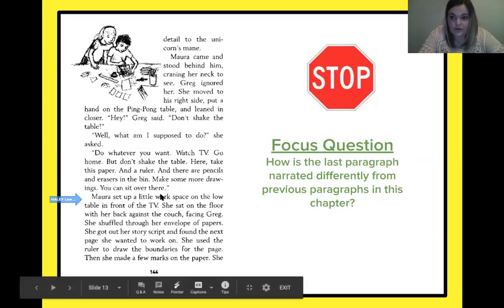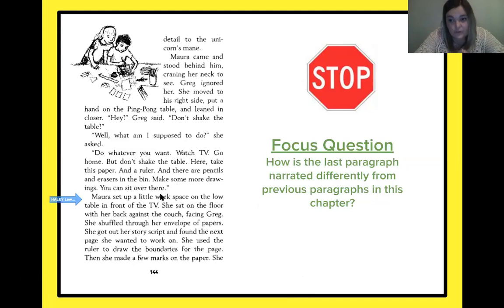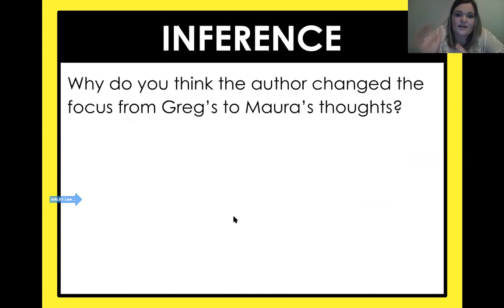Okay, so what do you notice? Who is the focus of that paragraph? Right, it's Mara. This whole book has been about Greg, but this paragraph shifts and tells us what Mara is doing. And why do you think the author changed the focus from Greg's to Mara's thoughts? Why are we in Mara's head right now? What do you guys think?